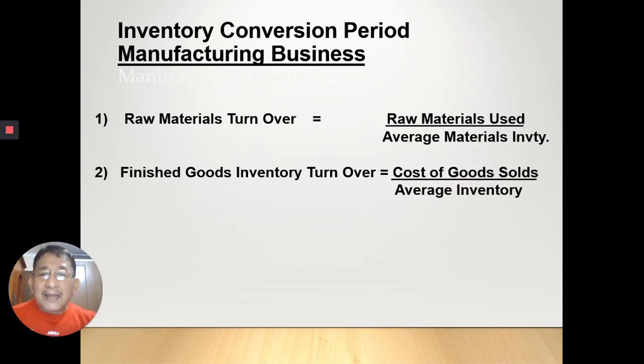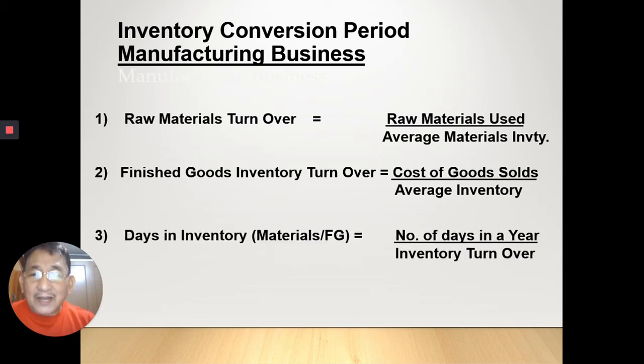Meron kang finished goods inventory turnover. That is now the cost of goods sold over average inventory. And then days in inventory and materials or finished goods, that is number of days, yung 360 over inventory turnover. Kung gusto mong malaman ang days in inventory for materials, kunin mo yun dun sa number 1, yung turnover mo dun ng raw materials. Pag gusto mong makuha ang turnover ng finished goods, number of days divided by naman ngayon yung inventory turnover ng finished goods.